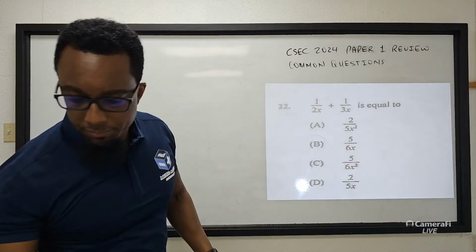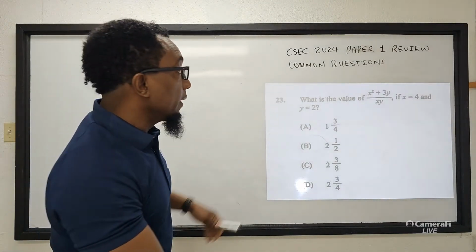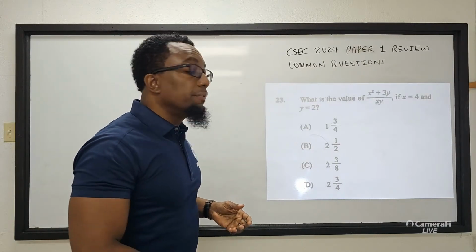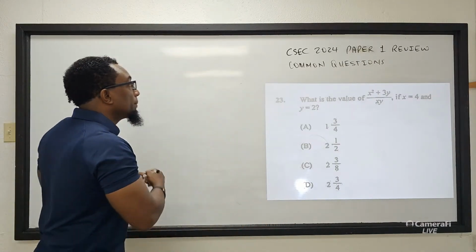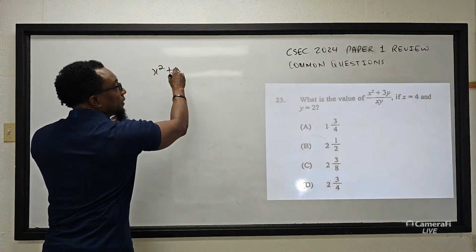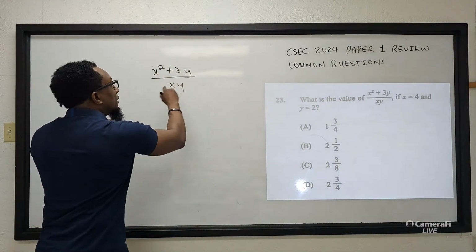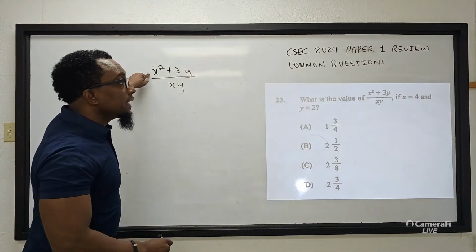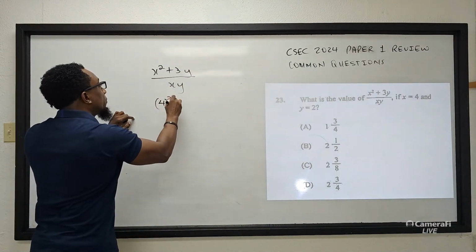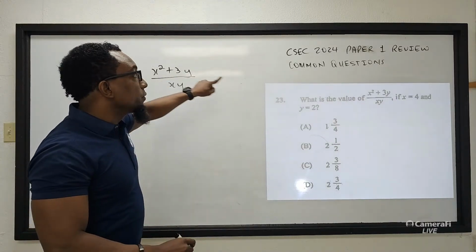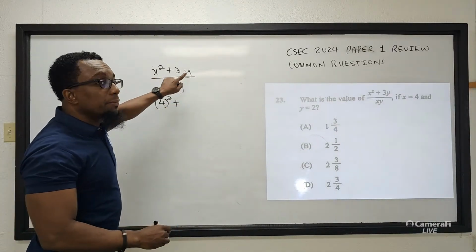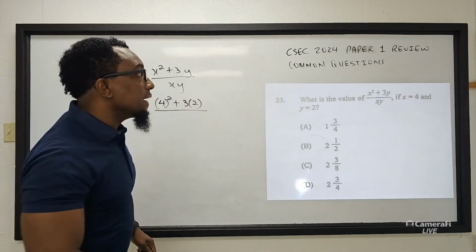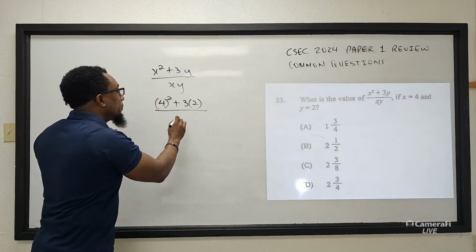Right, let's look at the next, 23. Another regular question. What is the value of x squared plus 3y over xy if x is equal to 4 and y is equal to 2? So this is a simple case of replacing x and y with the values given. Where I see x, I'm going to replace it with 4 in brackets squared plus. Where I see y, I'm going to replace it with 2. So this is 3y, which is 3 times 2, over xy, which is x multiplied by y.